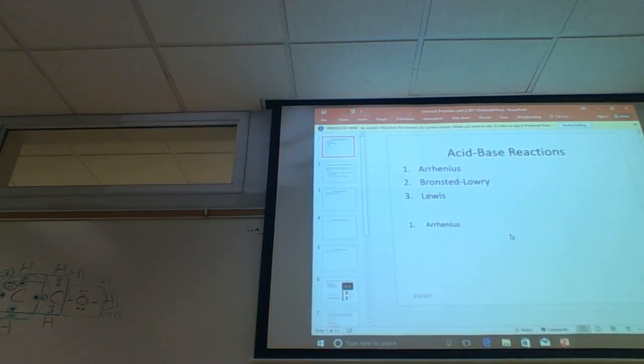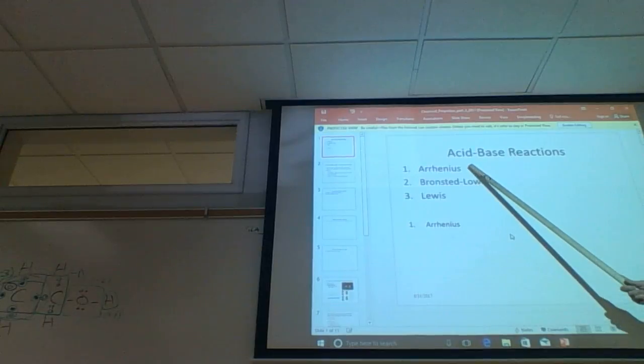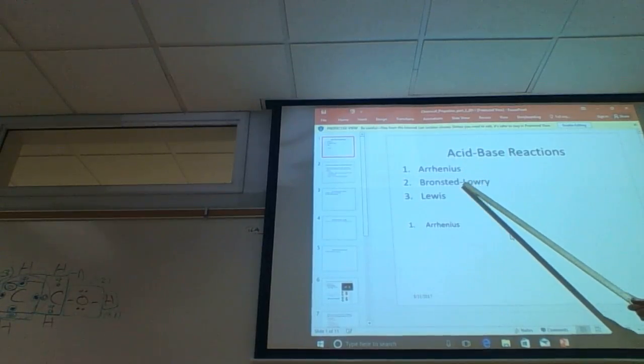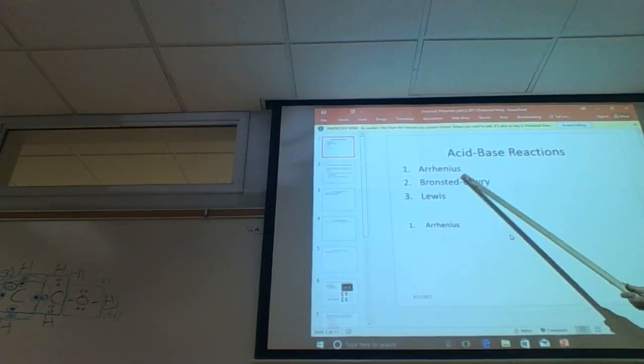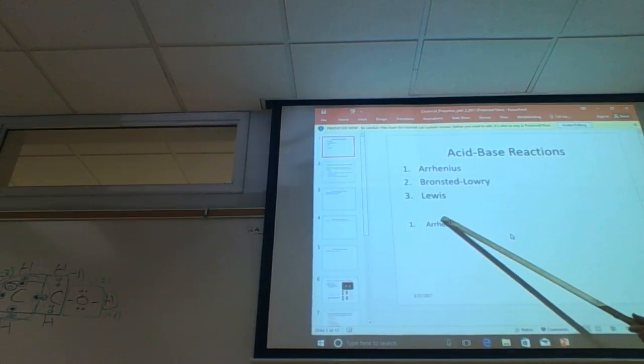Let me just go through the brief run through and then we'll do some practice examples here. But acid-base reactions are the last type of reaction. We have 3 different ones: Arrhenius, Bronsted, and Lewis. Bronsted is the one we're going to focus most of our attention on. The difference between these is the definition. We only need one.